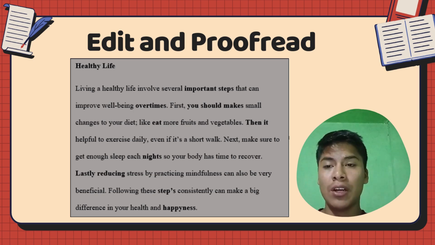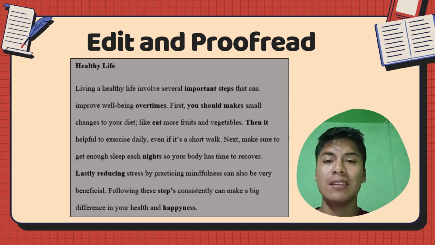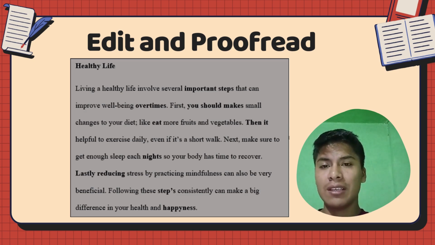Reducing stress by practicing mindfulness can also be very beneficial following these steps. Okay, the error here is the apostrophe, because an apostrophe shows possession of something. That's the error. Consistently can make a big difference in your health and happiness. The error here is that happiness goes with I, not with Y.